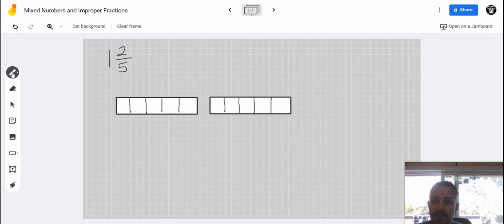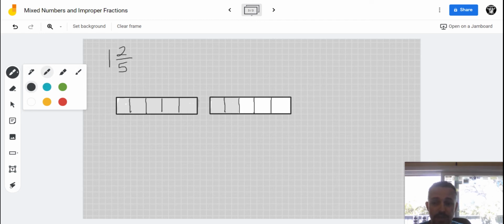Let's see, I'm going to do a little bit of shading here. Let me get the shade tool, and then we are going to highlight in one whole bar, just like that. And highlight in one whole bar, just like that. And then we're going to highlight in just 2/5 of this next bar, because that will equal 1 2/5.